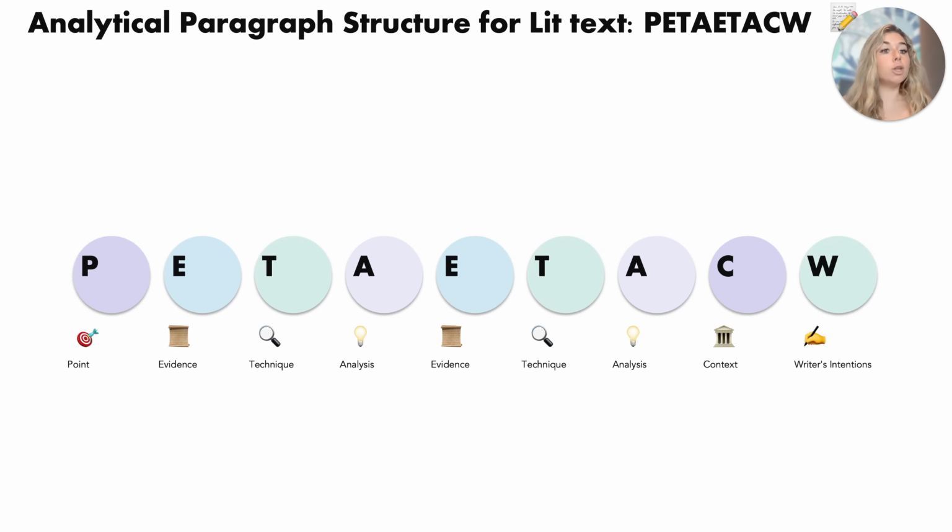Now, some of you might use PEEL, and you're like, okay, but why shouldn't I use PEEL? Why don't you like PEEL? I don't mind PEEL, but it is harder to get a top grade with PEEL because you're only doing point, evidence, explain, and link. You're not doing all of the things needed to get a top grade. So for example, we need to layer in multiple bits of analysis. So you can see I've got analysis twice in a paragraph. We need to make sure we're putting in context. We need to make sure we're putting in writer's intentions. We need to make sure we have a point.